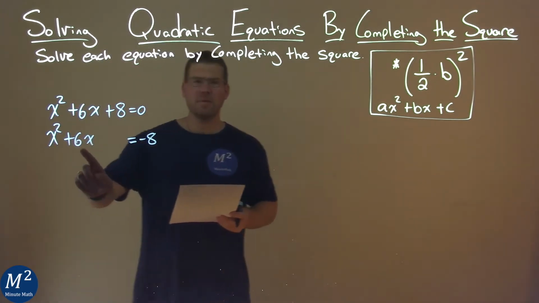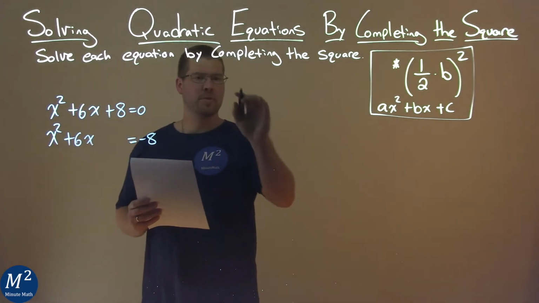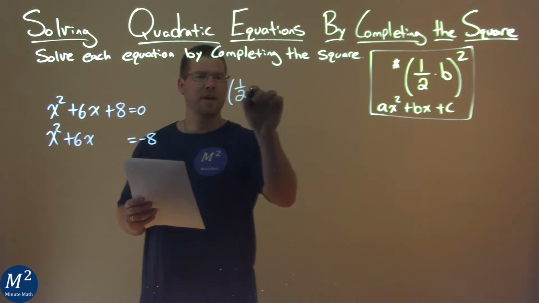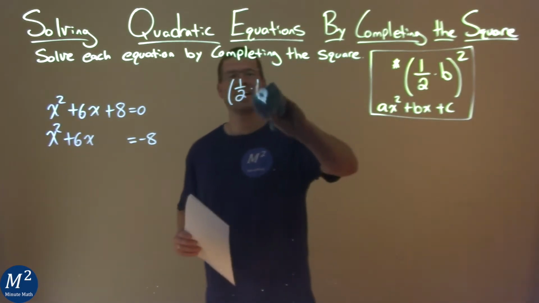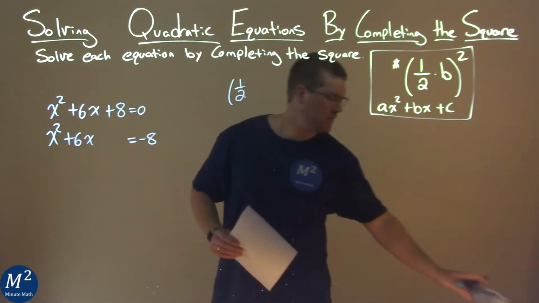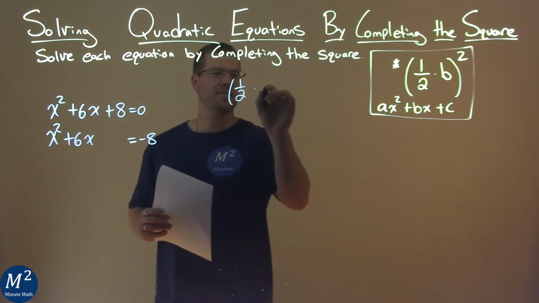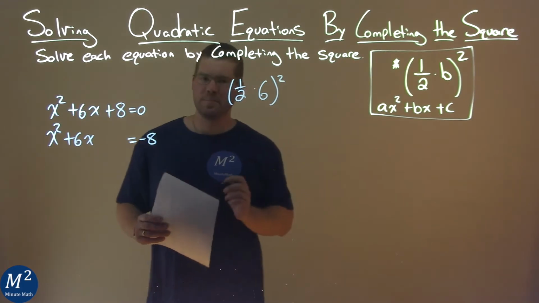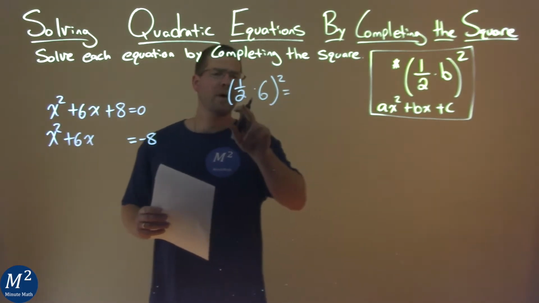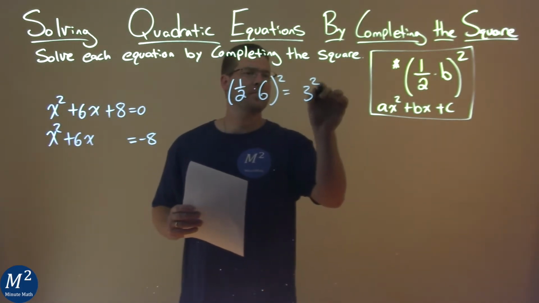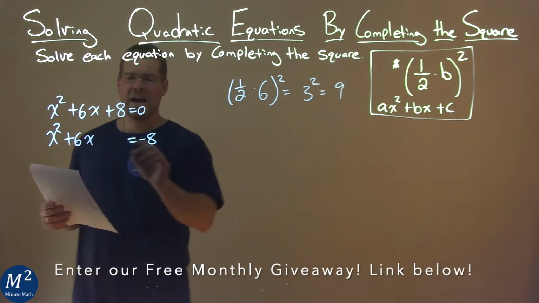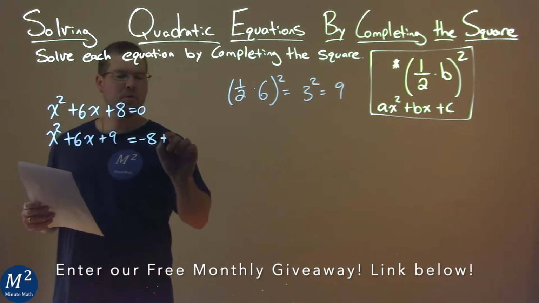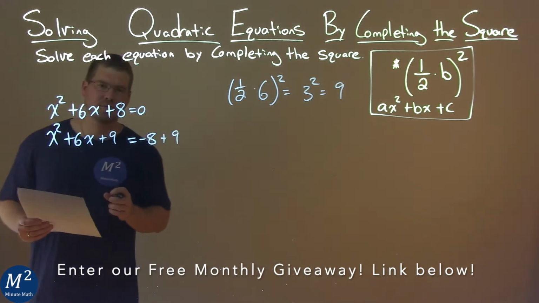Now I look at my b value, which is 6. I'm going to use my formula: 1/2 times b, which is 6, all squared. That's what I get for saying the formula and not actually writing the value, but also, b and 6 kind of look alike. Well, 1/2 times 6 is 3, and 3 squared is 9. So we're now going to add 9 to both sides of the equation.